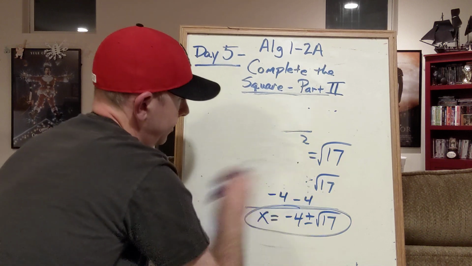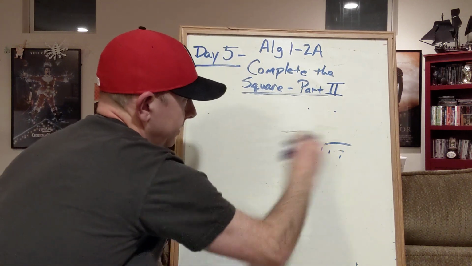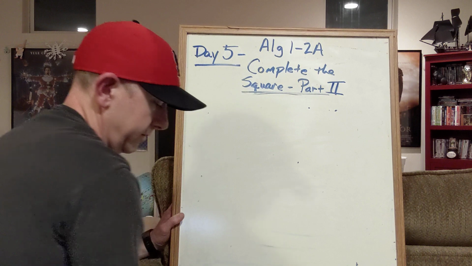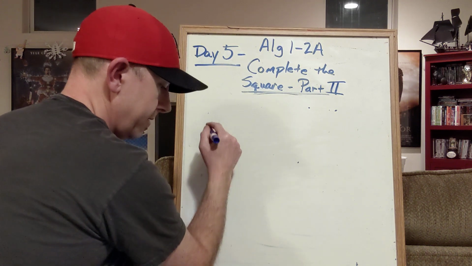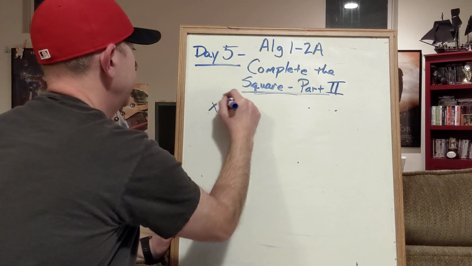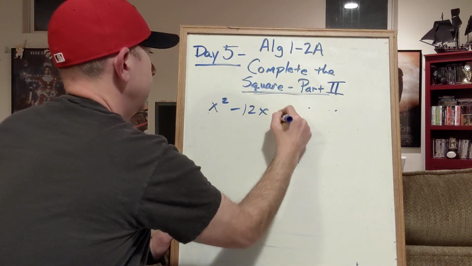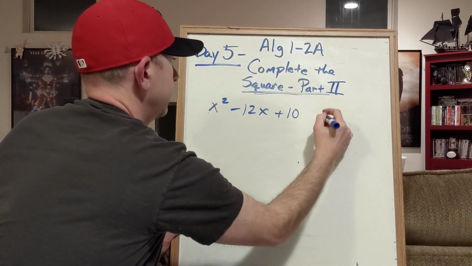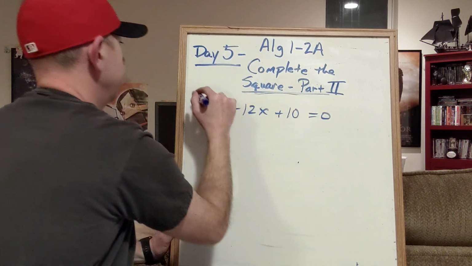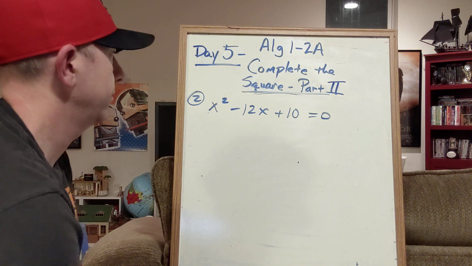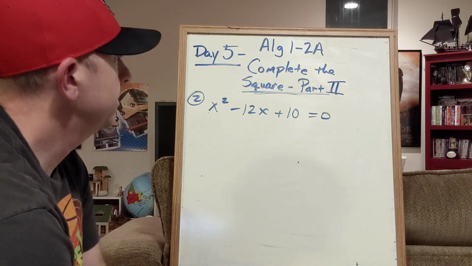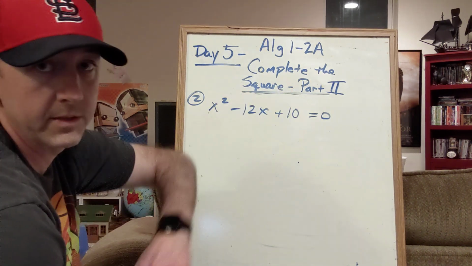Here we go for number 2. You're going to see more of the same, really, with part 2 of completing the square. This one we've got x squared minus 12x plus 10 is equal to 0. All right, so some of you may be asking, why in the world is he even doing completing the square? Why don't we just go ahead and factor these?